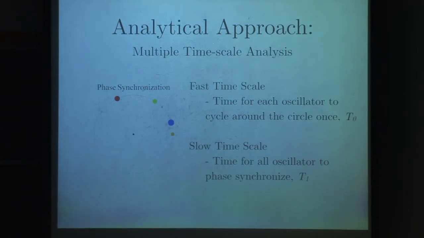The first thing to take note about is what we call multiple timescale analysis. Let's look at the phase synchronization again. We see that there are 2 timescales. The fast timescale is the time for it to oscillate around a circle once, and the slow timescale is the time for all the oscillators to synchronize in phase. We denote the fast timescale as T0 and the slow timescale as T1.